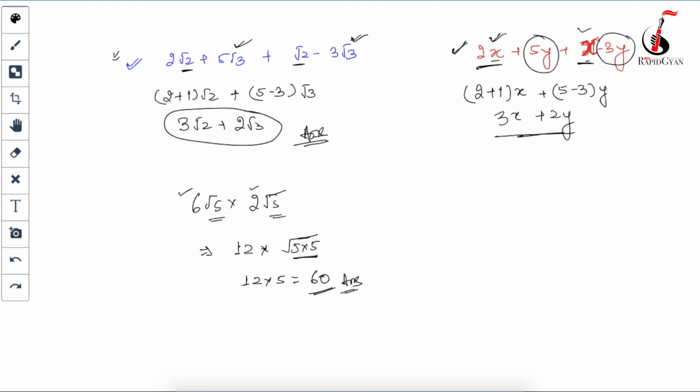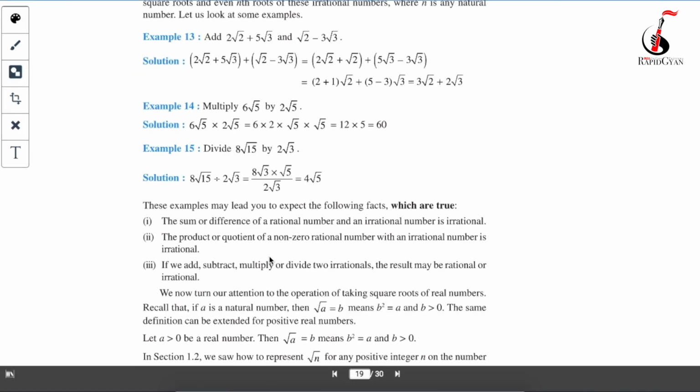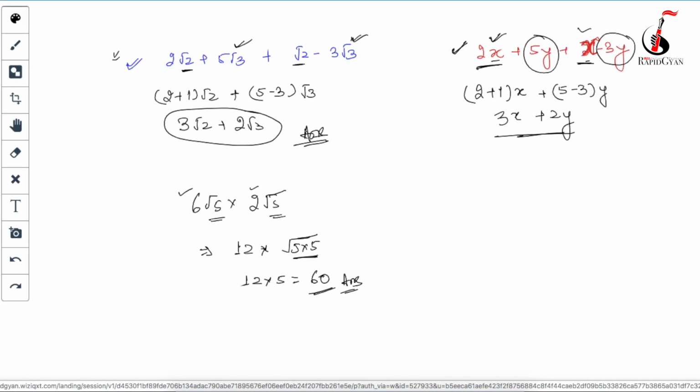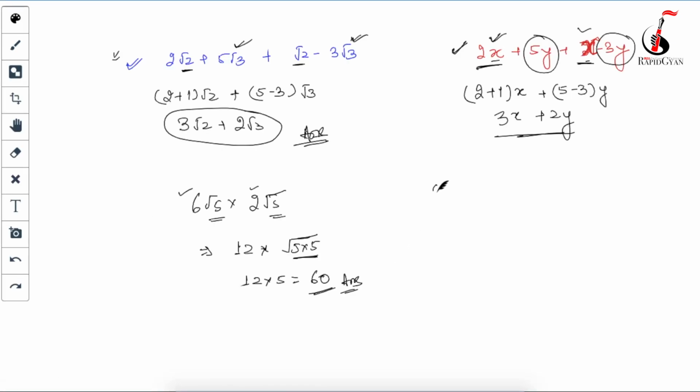Let's check that. Your answer is 60. Correct? Okay, next one is 8 under root 15 by 2 root 3. You will have to divide 8 root 15 by 2 root 3. Okay, let's solve this. So 8 root 15, you will have to divide this with beta 2 root 3. So see beta, first simply divide the rational numbers. So this will give you 4. So I got here 4.